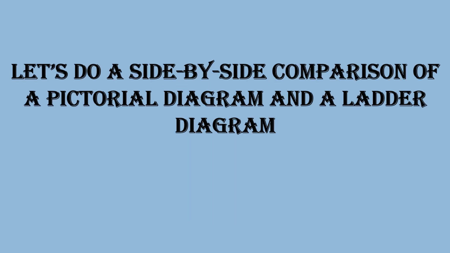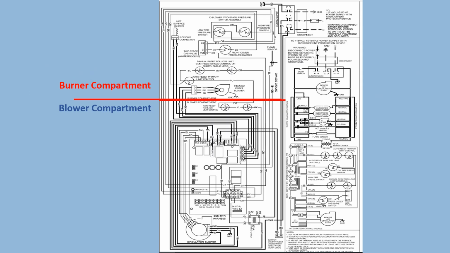So let's do a little bit of side-by-side comparison of a pictorial diagram and a ladder diagram. As we see here, the pictorial section on the left looks like a furnace, shaped like a furnace, and you have your line dividing the burner compartment and the blower compartment.